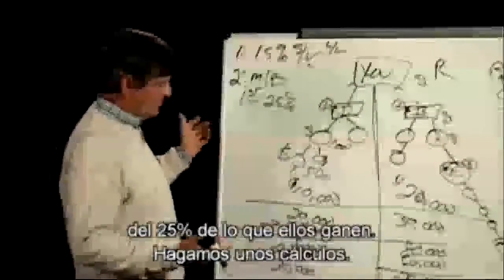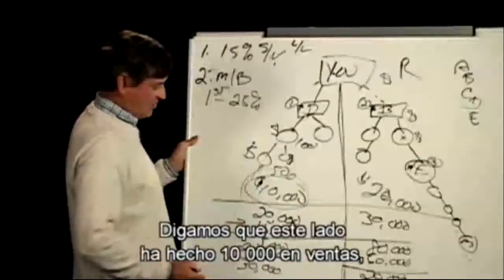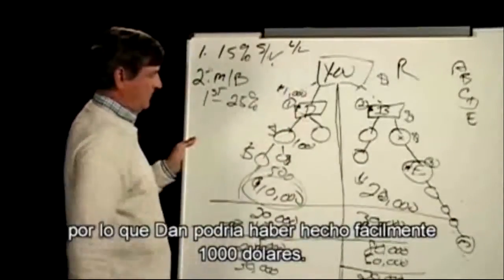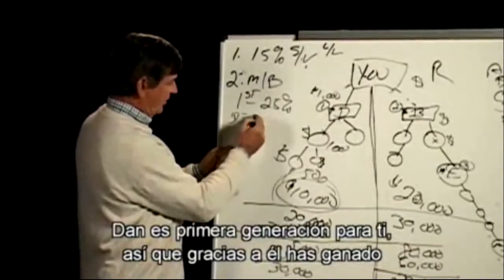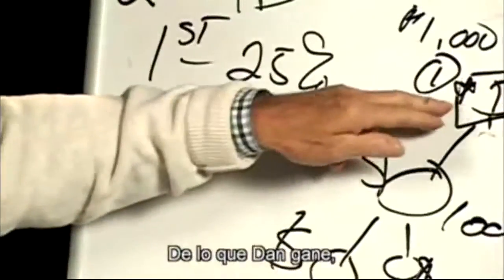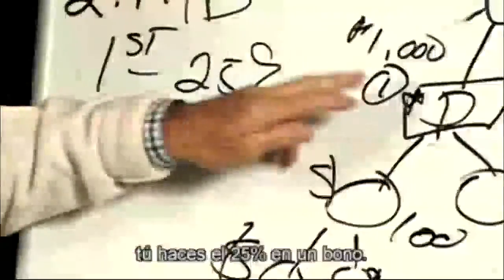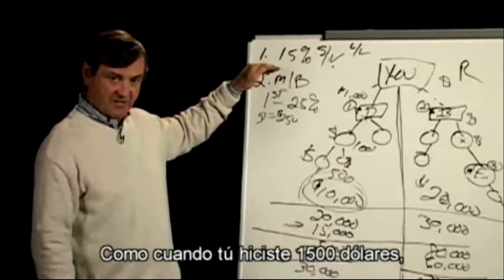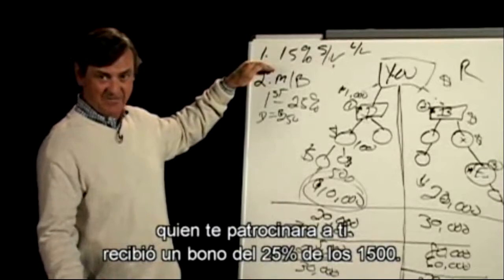Well, let's go back and do some math. Let's say that this leg that had $10,000 in sales, Dan could have very easily earned $1,000. Well, Dan's first generation to you. So for Dan, you earn $250 in matching bonuses. Whatever Dan earns, you make 25% in a bonus. Just as when you made, if you remember the example, $1,500, whoever sponsored you is going to get a 25% bonus on that $1,500.